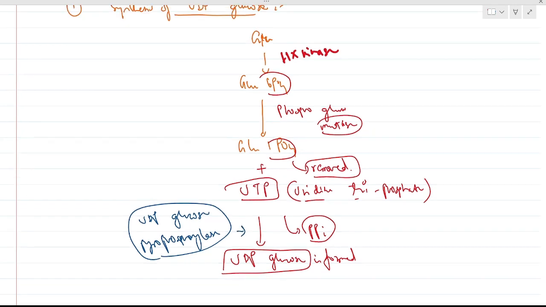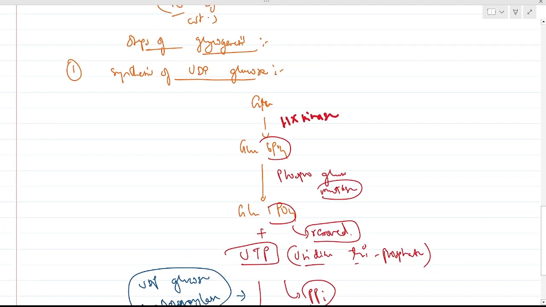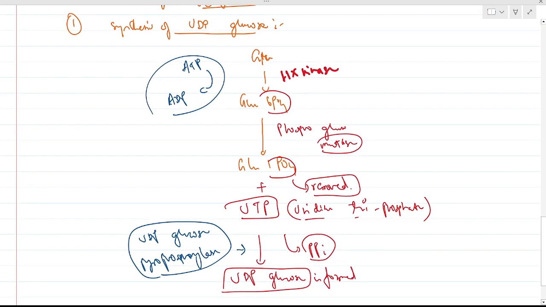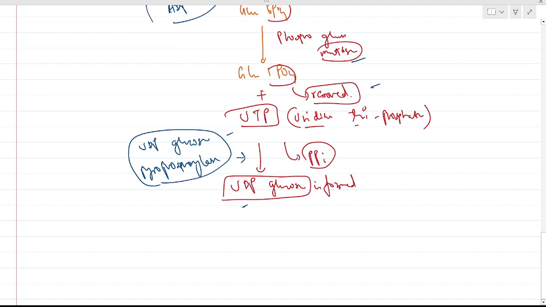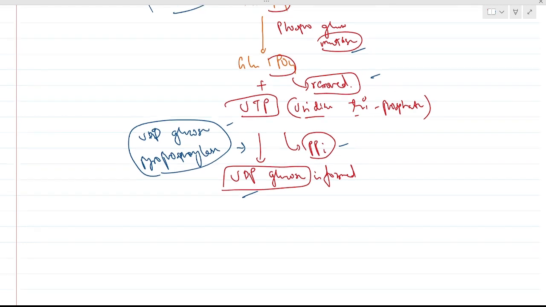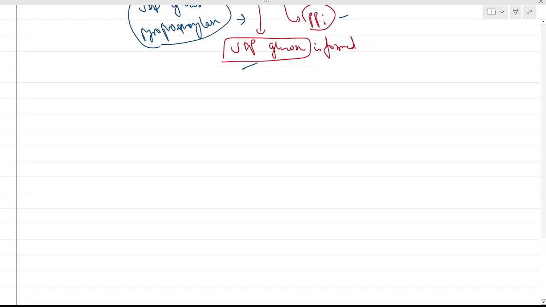Okay, and the important thing to note here is that hexokinase, we know, utilizes ATP to form ADP. Hexokinase converts glucose to glucose 1 phosphate. On combination with the UTP, the phosphate is removed, forming UDP in the presence of UDP glucose pyrophosphorylase, and inorganic diphosphate is also removed. So the first part, UDP glucose formation, is over.